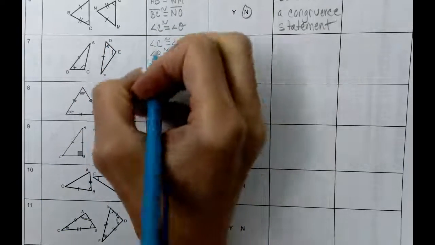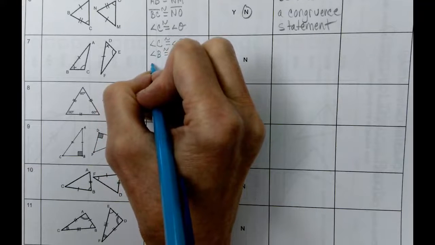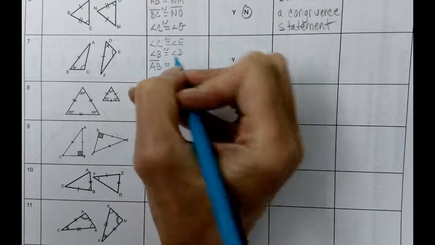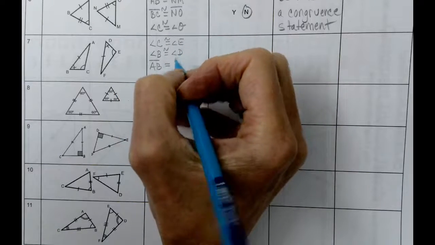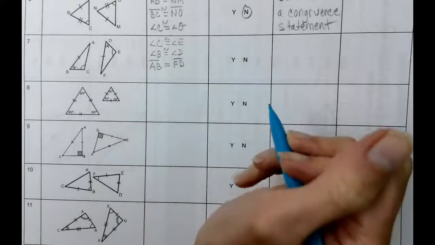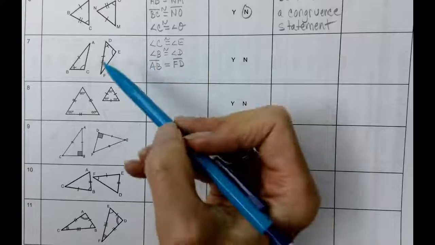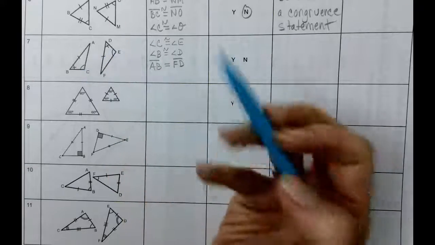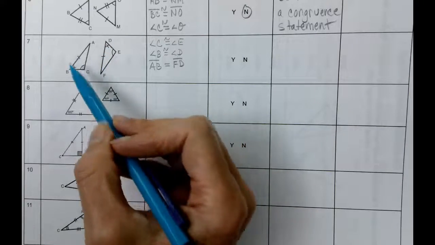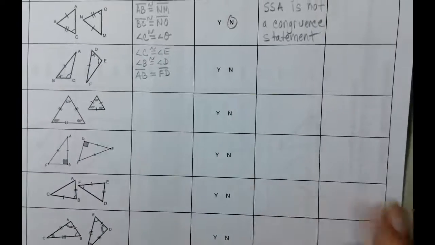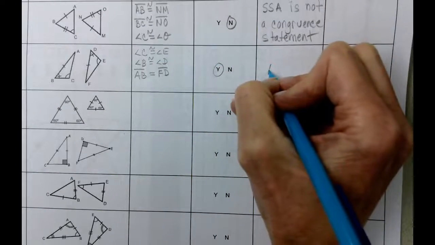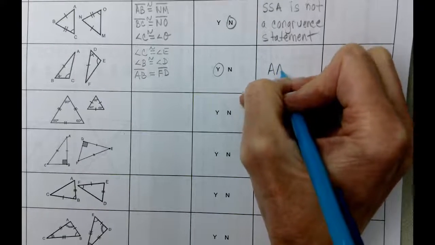And then we also know that side AB is congruent to side FD. So what we know in this is we know two angles and a side that's not included, and that means that those triangles are congruent. The reason is because of angle, angle, side.